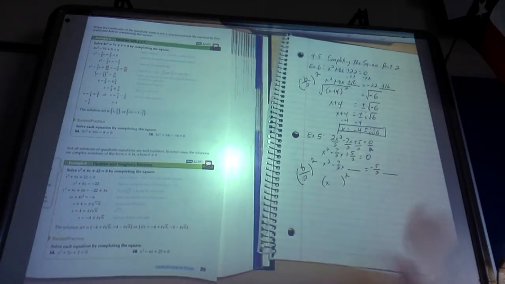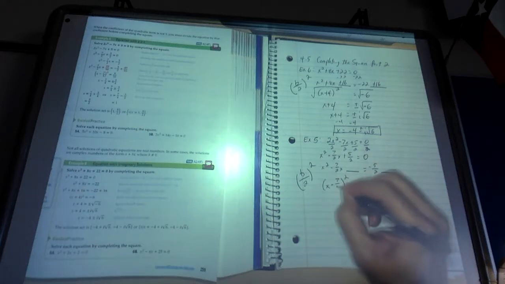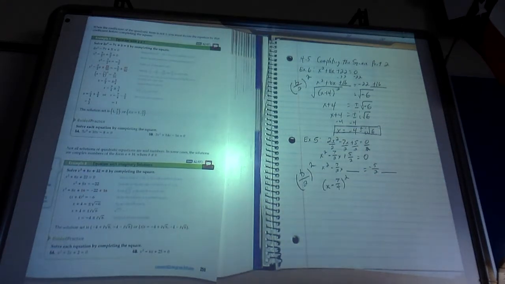So the first term is obviously going to be x. This divided by 2 becomes negative 7 fourths. If you're not good at that, do negative 7 halves in parentheses in the calculator divided by 2. Okay, just so you know, when you divide by 2, that's a denominator, right? So when we do that, it goes with the denominator that's there. That's how we get negative 7 fourths.